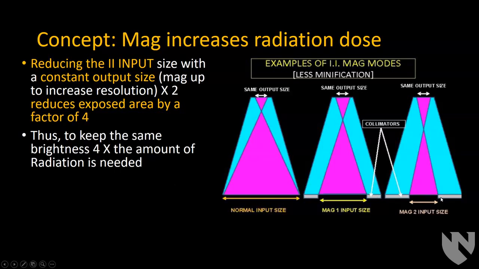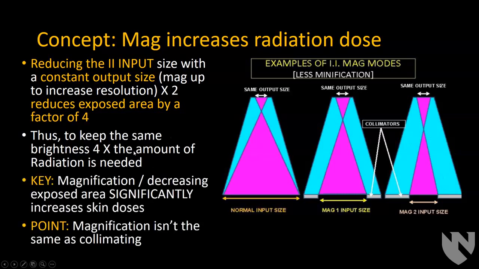And it has to do with the ratios of areas. It's basically a square. So if you cut the size in half, or when you magnify by 2, you have to use 4 times the amount of radiation just to keep the same amount of brightness. So it significantly increases the doses, and so magnification on an analog system increases skin doses.